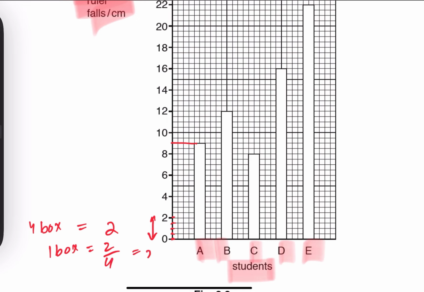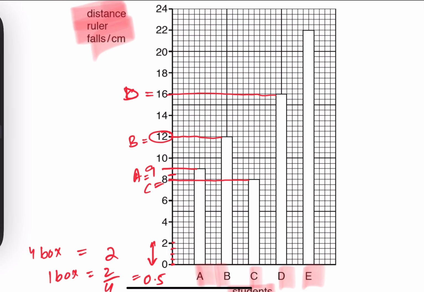That will give you 0.5. So if this is 8, this will be 8.5, this will be 9. Okay, and this is exactly 12. A is 9, B is 12. For D it is at 16, so D is 16. C is at this point, C is 8, and E is 22. So these are the distances.